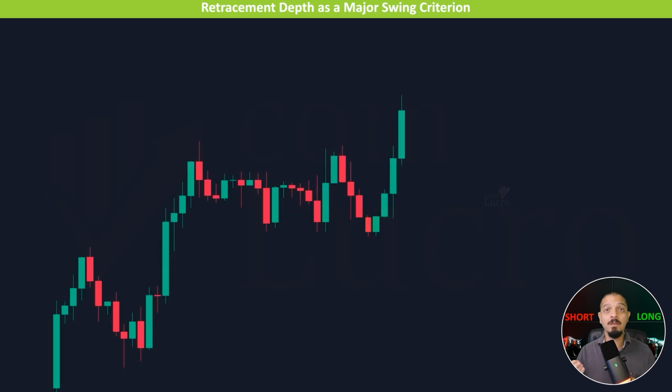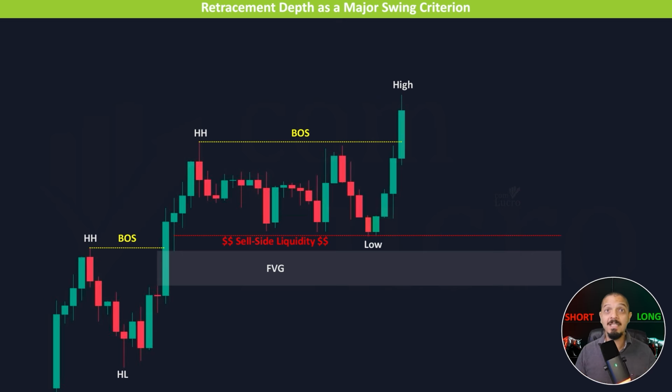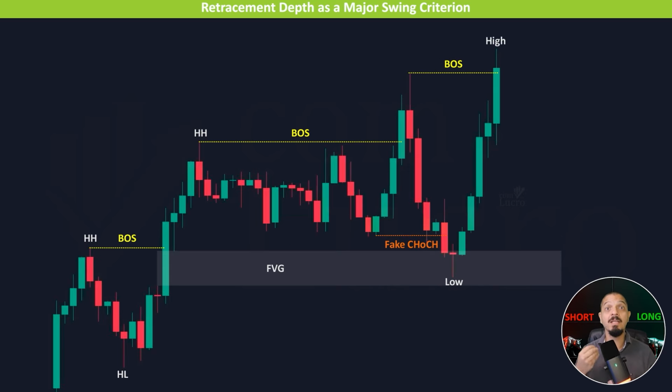Up to this point, we have shown how to identify major swings and valid changes of character, and why not every break signals a real reversal. Liquidity sweeps and fair value gap mitigation can invalidate a change of character. When a major swing sits in a liquidity area, a break may only be a stop hunt, with smart money sweeping liquidity before continuing the trend. The same applies to fair value gaps. Price often breaks structure only to rebalance an imbalance, not to reverse.